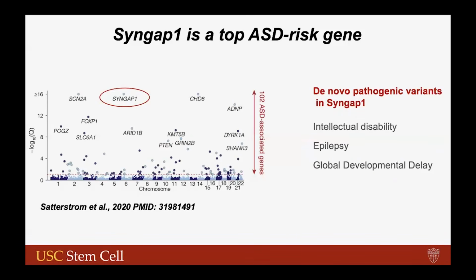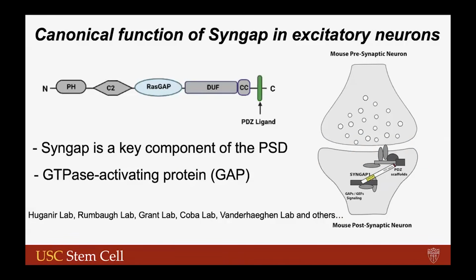In the lab, we have been focused on studying SYNGAP1, one of the top autism risk genes. We know that de novo pathogenic variants in SYNGAP1 lead to intellectual disability, epilepsy, and global developmental delay. We are focused on this gene also because we have very close ties with the SYNGAP Research Fund. We know these families, and we really care about understanding more about the biology of this gene. What was known about SYNGAP1 came mostly from research done in excitatory neurons of the mouse. So when we started working on this protein, we wanted to understand a bit more about what SYNGAP does in human neurons.